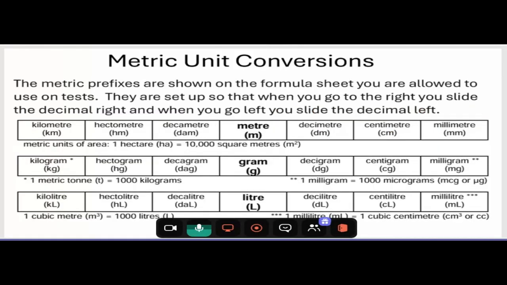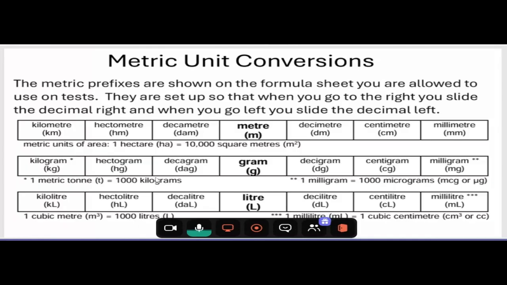So this is going to be on your formula sheet. Some courses don't supply this. You're not allowed to have it, and you have to memorize those metric conversions in order. But in your courses here, you will have access to this. It's on your formula sheet.